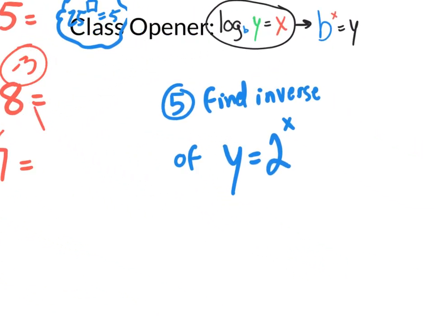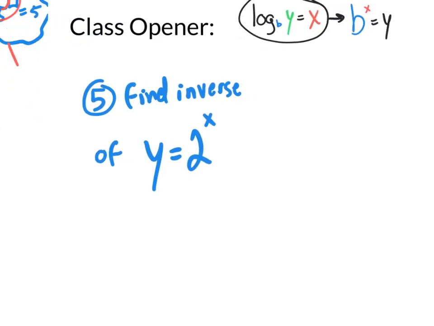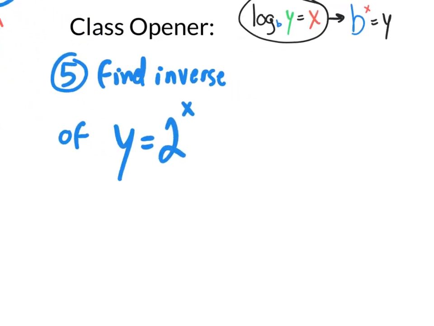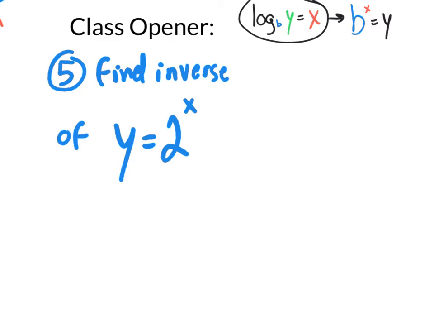So let's all do this one. Number 5 on the class opener. Sorry about the mess. Find the inverse of y equals 2 to the x. This is kind of like a review problem, but not really, because finding the inverse is something that we should already know how to do. How do we find the inverse of any function? Switch x and y, and then solve for y.